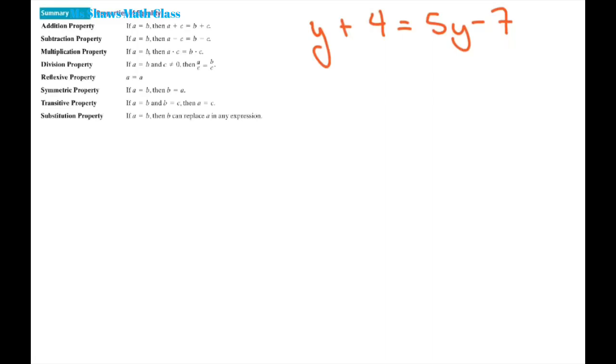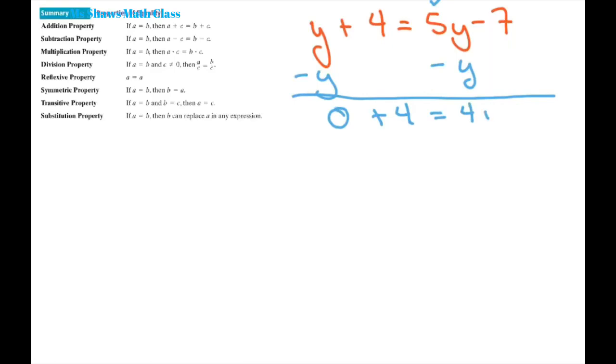Since my y is bigger on this side, what I'm going to do is subtract y from both sides of the equation. So that gives me 0 plus 4 equals 4y. Now that's using the subtraction property of equality. Now I'm going to use my zero property of arithmetic. Oh, I forgot my minus 7 here. So 4 equals 4y minus 7.